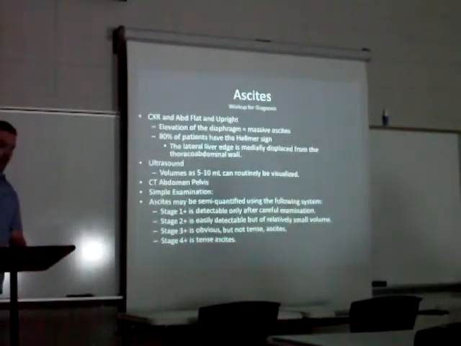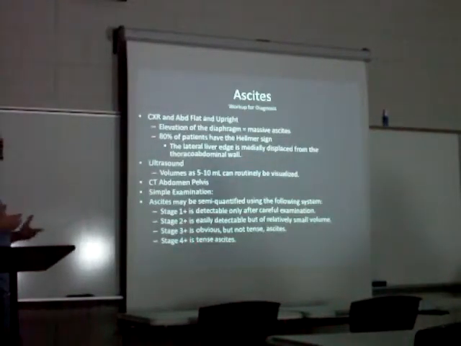And so the workup is just pretty simple. Chest X-ray, abdomen, flat and upright, simple acute ab series. You see an elevation of the diaphragm, and that equals massive ascites. 80% of the patients have the Helmer sign, which is the lateral edge of the liver being medially displaced, or pushed in from the lateral margin in towards the center of the body.